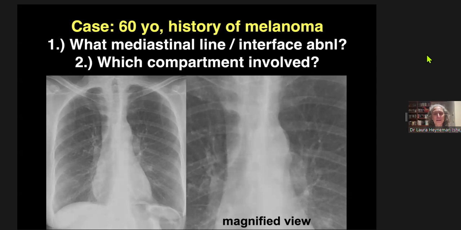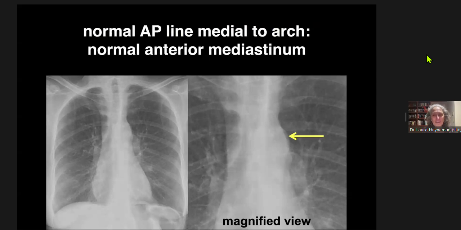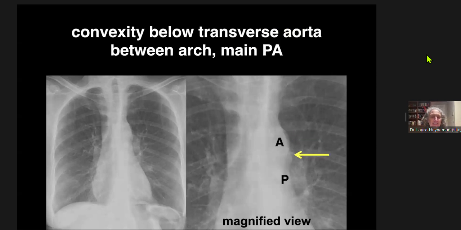So here, we actually have a normal AP line. There is a straight line medial to the transverse aorta. So the AP line, the anterior mediastinum, check. But there is a convexity between the aorta and the region of the main pulmonary artery. There is a small little soft tissue convexity in this left mediastinum, just under the transverse aorta.